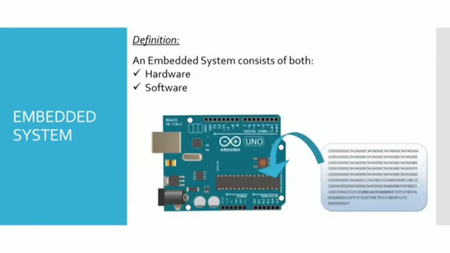An embedded system consists of both hardware as well as software. So when chips are built into the system and software is loaded on that for a particular functionality, it becomes an embedded system.